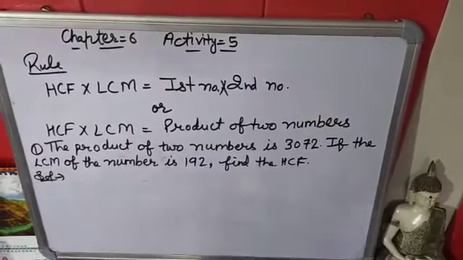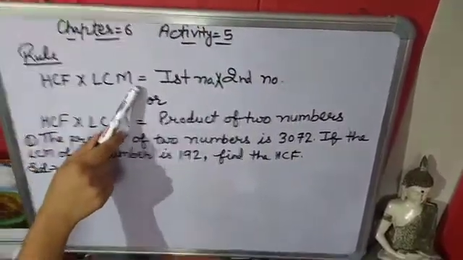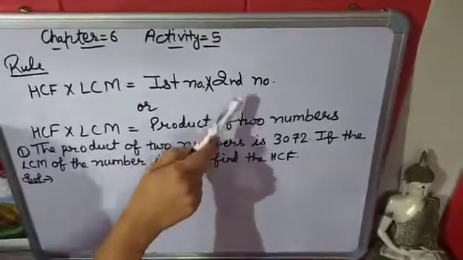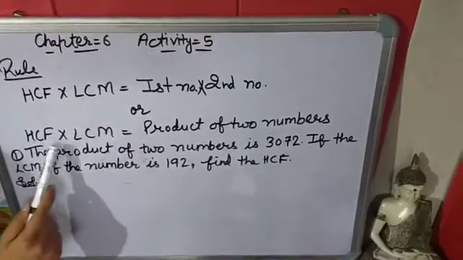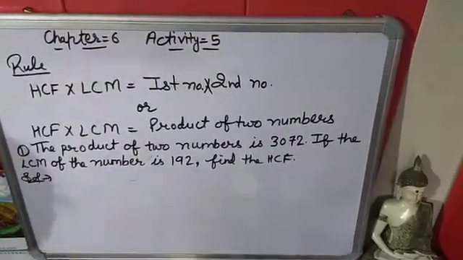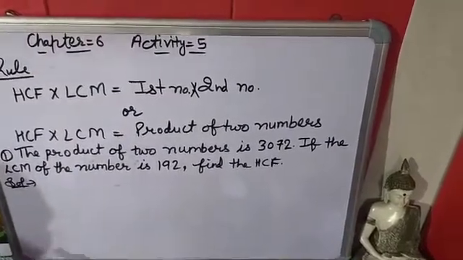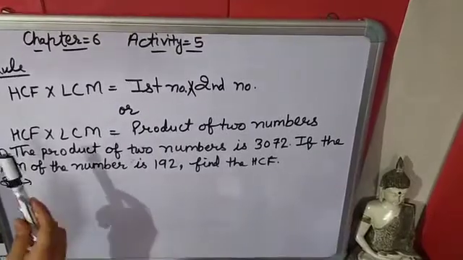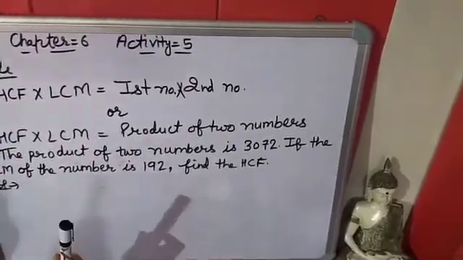In this activity, there is one rule. HCF multiply LCM is equal to first number multiply second number. Or you can write this formula like this also: HCF into LCM is equal to product of two numbers. Now in this exercise, some word problems are there. According to the word problem, three values are given. You have to find the one value of number.